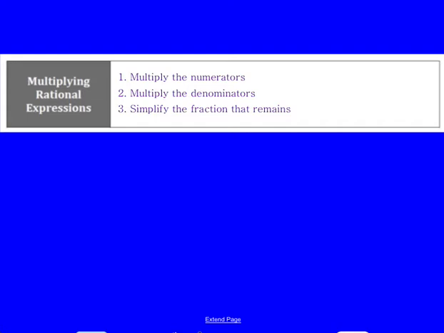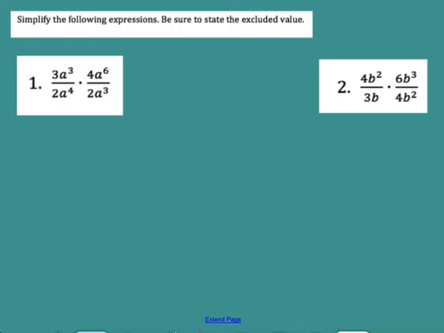So here's what you basically want to do. Remember when you're multiplying fractions, you need to multiply the numerator times the numerator and the denominator times the denominator. You do actually multiply out the denominator. So you're going to multiply the numerators and multiply the denominators, and then you're going to simplify the fraction that remains after that. Okay? So let's take a look at what that would look like in some problems. Taking a look at number 1.